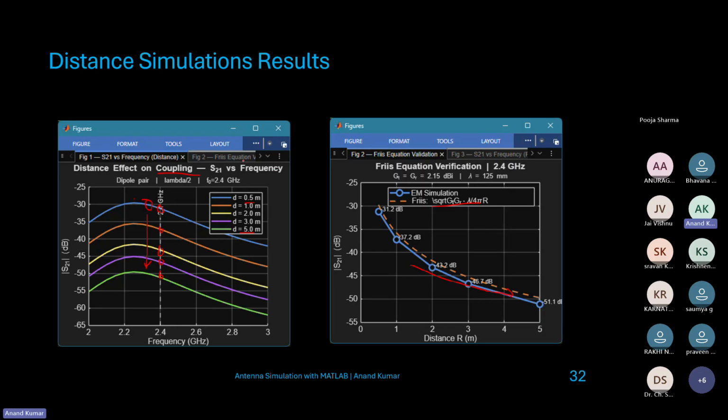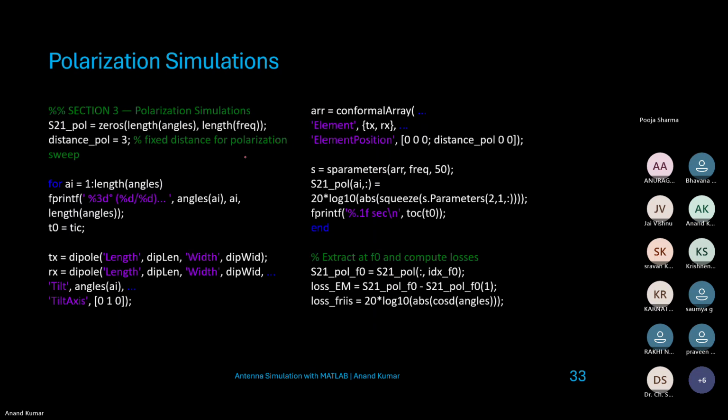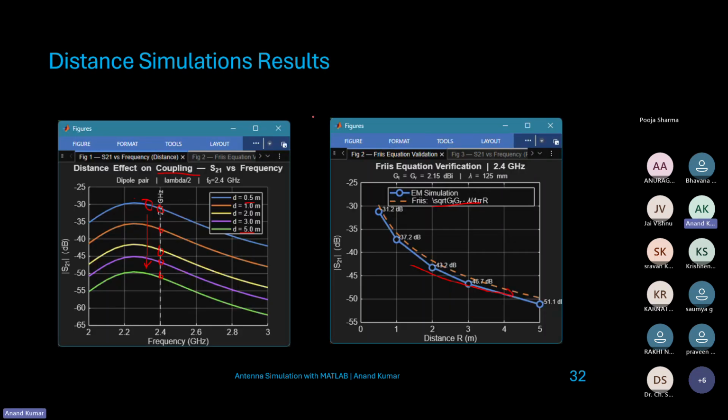I'll pause over here if there are questions on this. In the next slide, we start with the effect of the polarization of the antenna on the receive power, or the S21.